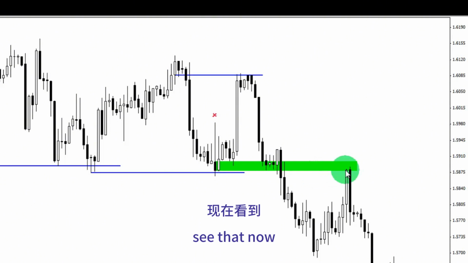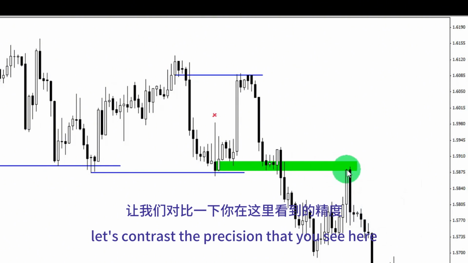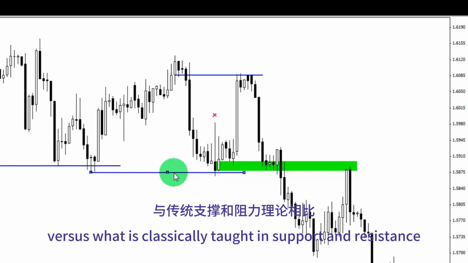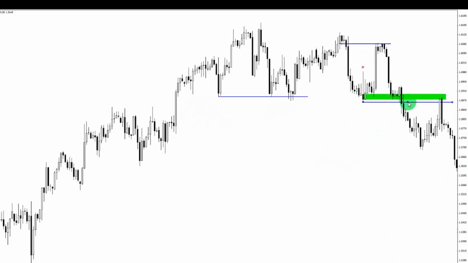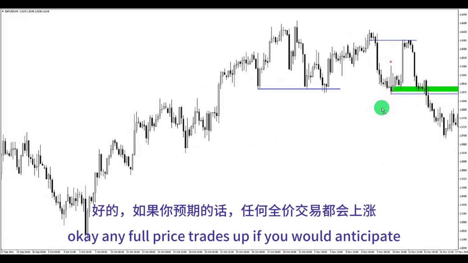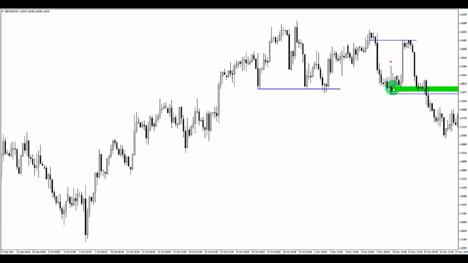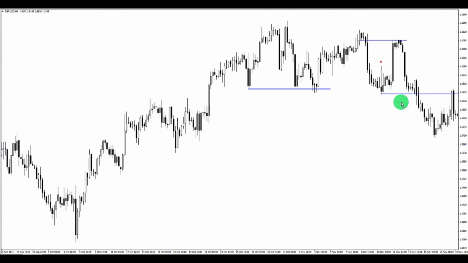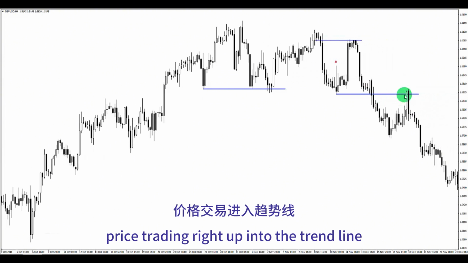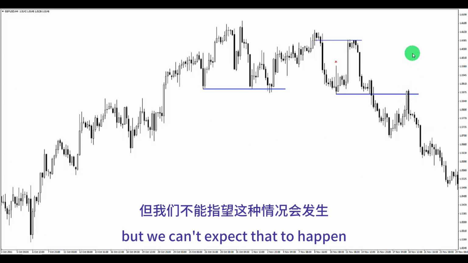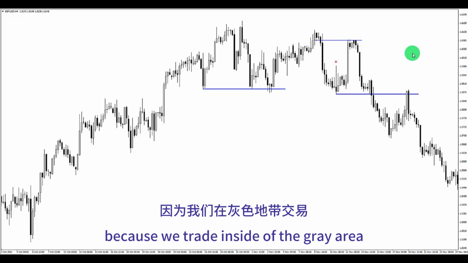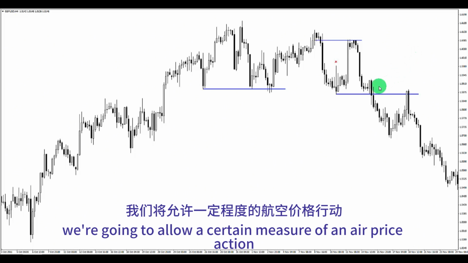You see that? Now let's contrast the precision that you see here versus what is classically taught in support and resistance. Here's your low that you'd have your trend line on, and before price trades up, you would anticipate price trading right up into the trend line and stopping right there on a dime. That's what the books suggest, but we can't expect that to happen because we trade inside of the gray area. We're going to allow a certain measure of inherent price action.